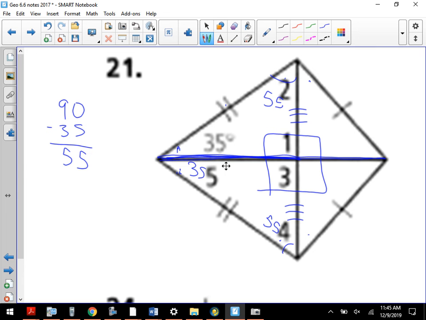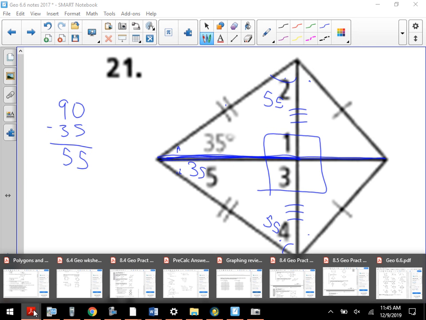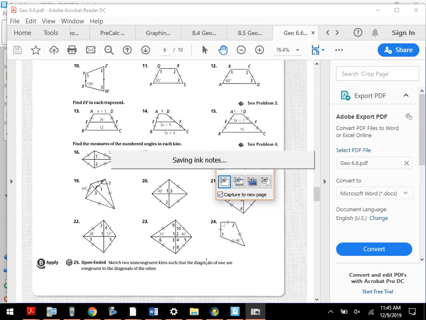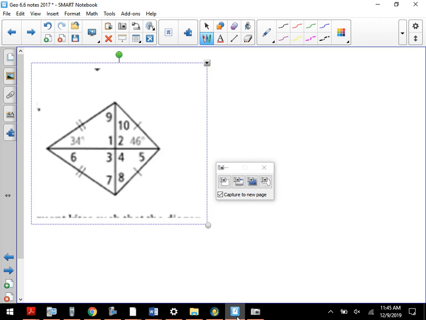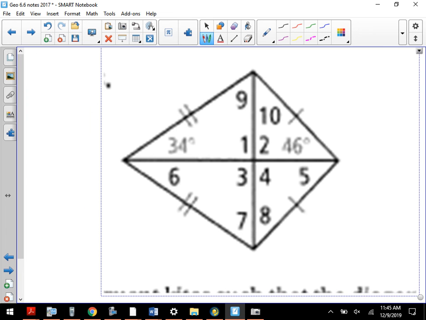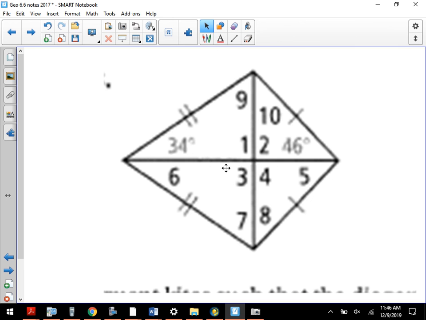So, let's see. I think there was one more. This one. So let's do this. There's enough info here. This is like I was just saying. Take a second and try to figure out all the missing angles. There's 10 of them.